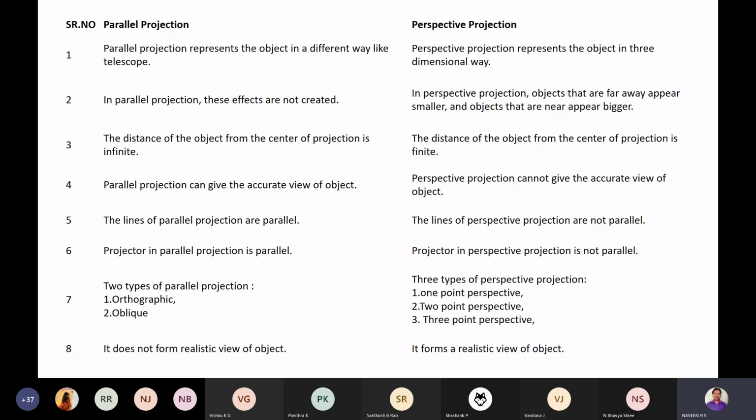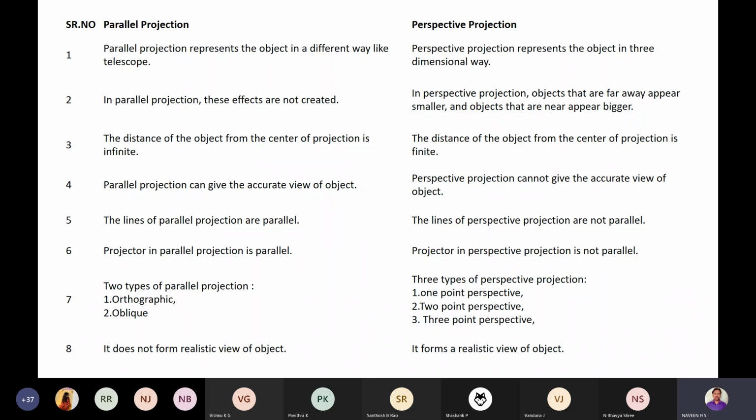In perspective projection, objects that are far away appear smaller and objects that are near appear bigger, obviously. When you are looking through your eyes, whatever object is near to your eyes or a camera will look bigger. Suppose the distance is far away from your camera or your eyes, then the object looks smaller.